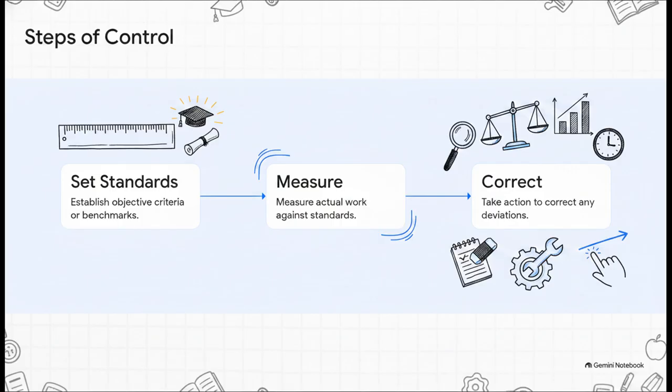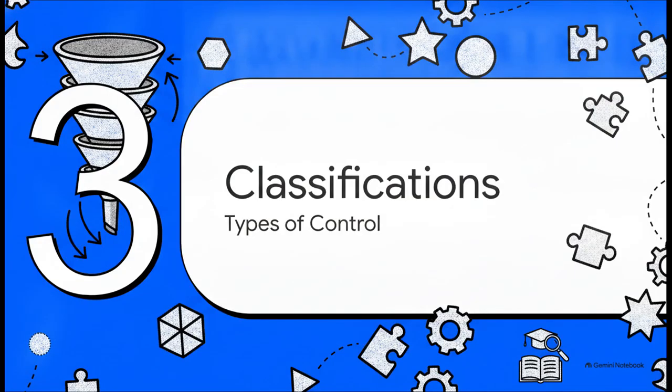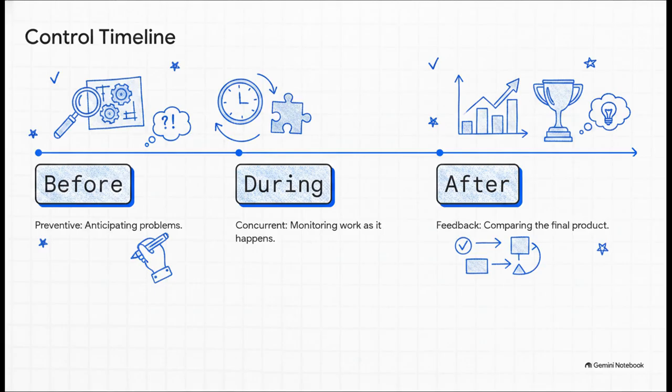You simply cannot measure performance if you haven't first set clear, understandable standards to measure against. Okay, on to section 3, classifications and types of administrative control. Let's see how this breaks down. Let's map this out on a timeline.